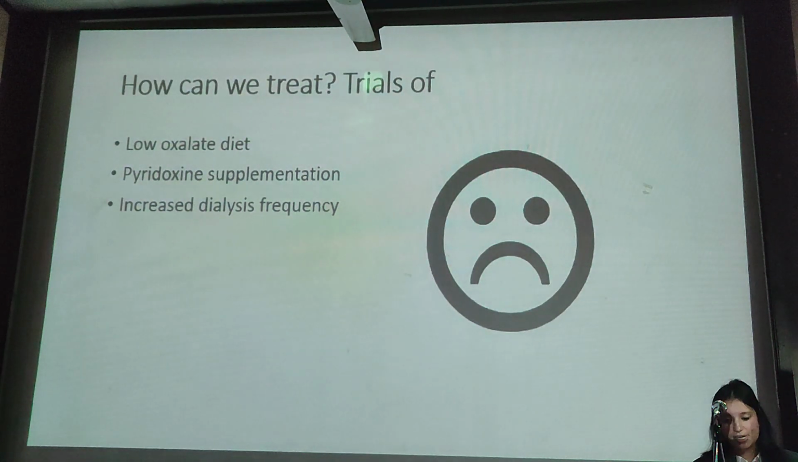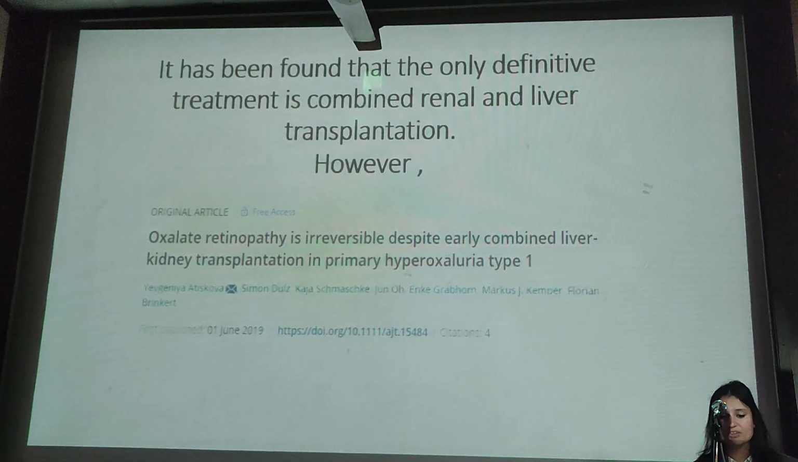So how can we treat it? Trials of low oxalate diet have been used, or pyridoxine supplementation, or increasing the dialysis frequency. However, the only definitive treatment was found to be combined renal and liver transplantation. And that was not available to be done for our patient, and that's why she passed away 2 weeks later. Also, another paper in 2019 concluded that even after the definitive treatment has been done for the patients with combined renal and liver transplantation, it is irreversible. What happened inside the retina is already done.